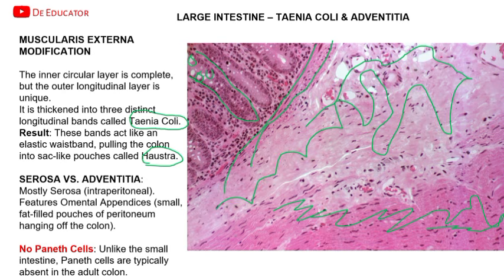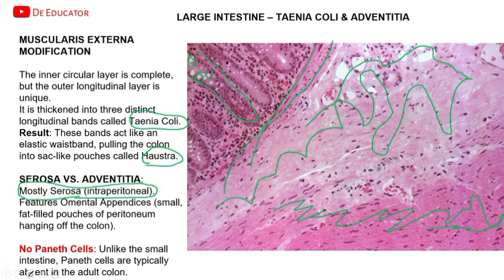So now for the serosa and adventitia, what do we have? Do we have serosa in the large intestine, or adventitia, or both? Okay, so we have mostly serosa, which means that the large intestine is mostly intraperitoneal, which means that it is inside the peritoneum. Most of the large intestine is inside the peritoneum.